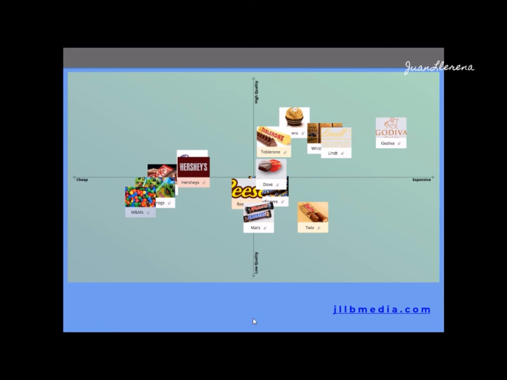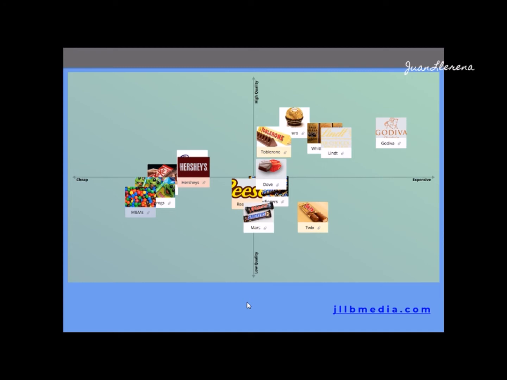This is another representation where we're looking at chocolates. Some products are probably the same quality, but again, in the perception, we have two axes. The horizontal goes from cheaper to more expensive chocolates, and the vertical axis goes from low quality to high quality chocolate. And if we look, we'll see that M&Ms are perceived more as a cheaper, lower quality chocolate, although a lot of people love it.